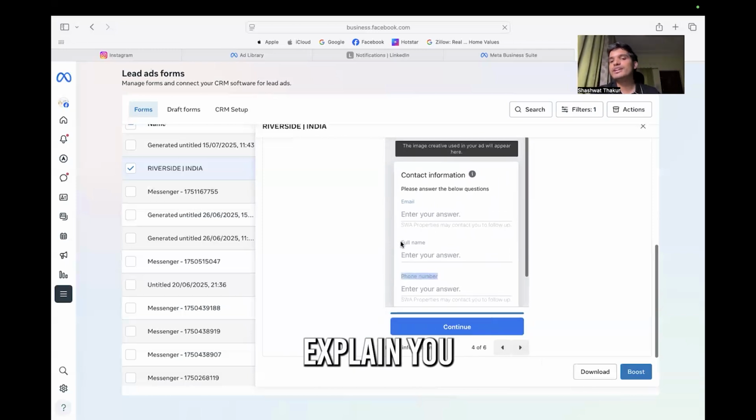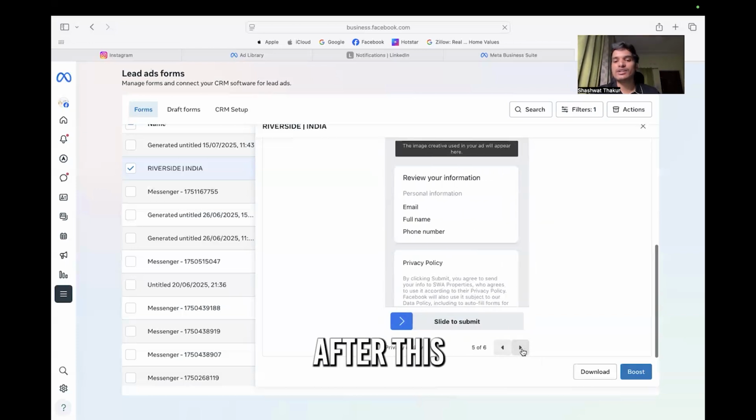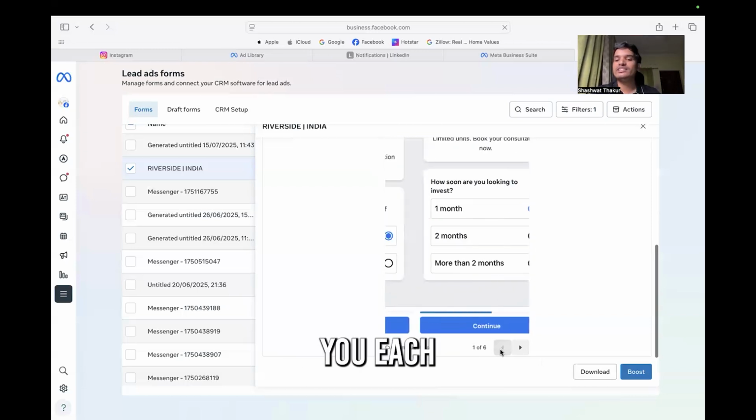Now I want to explain what this form will do, and after this they have to slide in also. If you see, they have to slide here, slide to submit. If they don't slide, the form will not be submitted. So these are the minute details which we have covered in our form, and I will explain each and every step of the form.